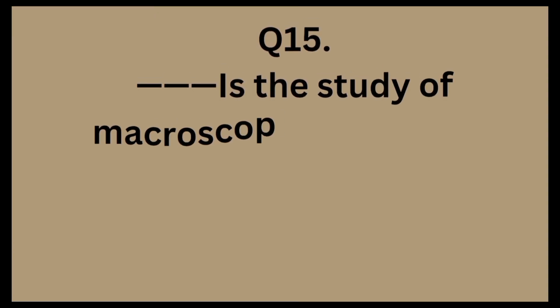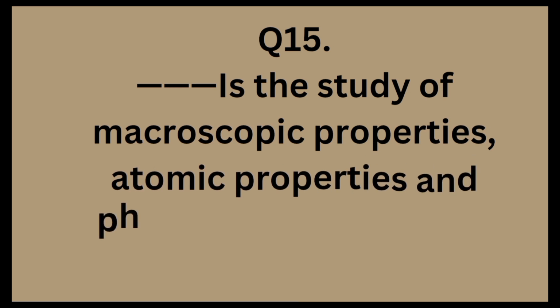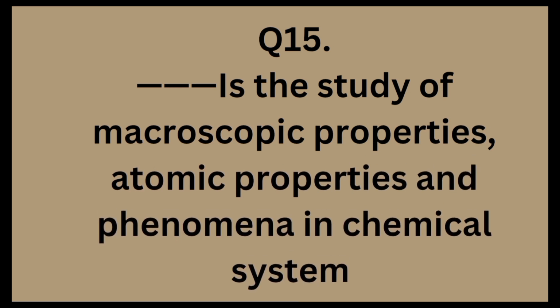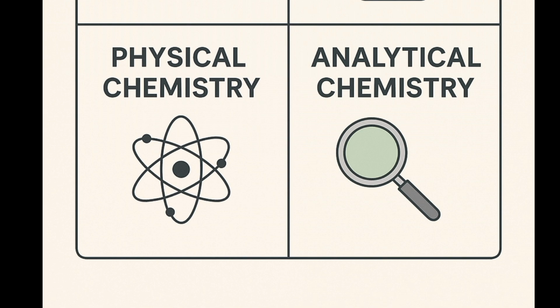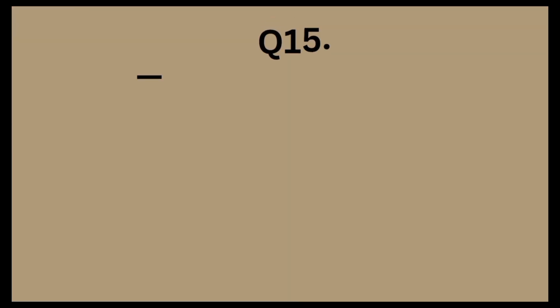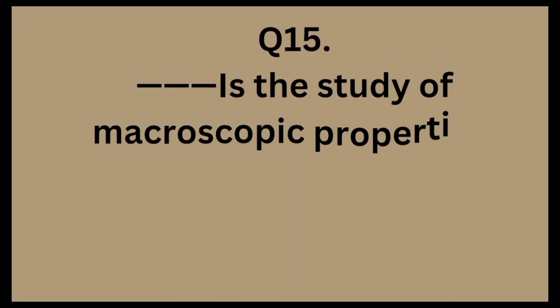Question 15. Dash is the study of macroscopic properties, atomic properties, and phenomena in chemical systems. To fill the blank space, we go to the multiple choice question, and from it, we define the types of chemistry. We defined analytical chemistry, inorganic chemistry, physical chemistry, and organic chemistry. Based on the definition, the blank space is filled by physical chemistry. For question 15, the answer is physical chemistry.